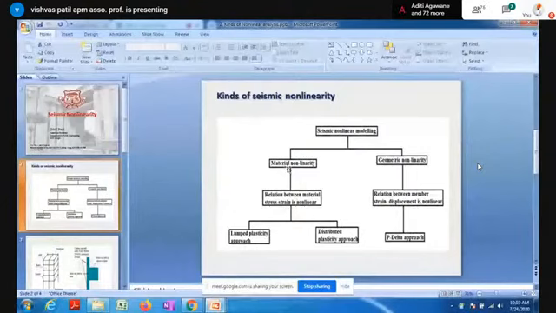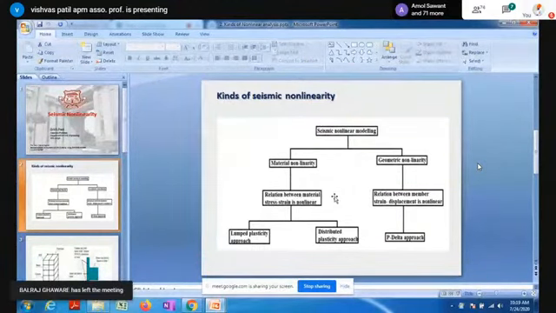Then what is meant by material nonlinearity? The relation between the material stress and strain is nonlinear. So across the cross section of the beam and column element, if the relation between stress and strain is nonlinear, that is material nonlinearity.